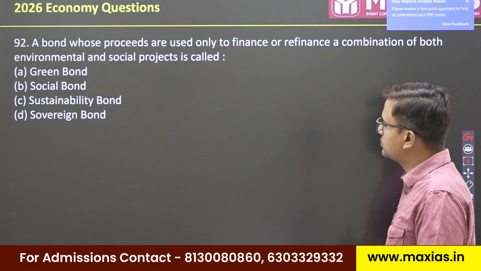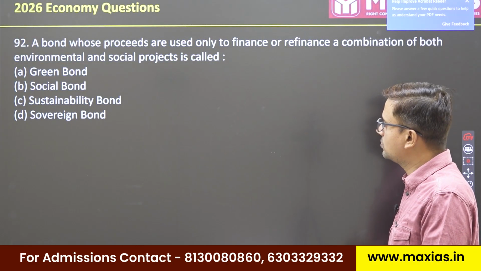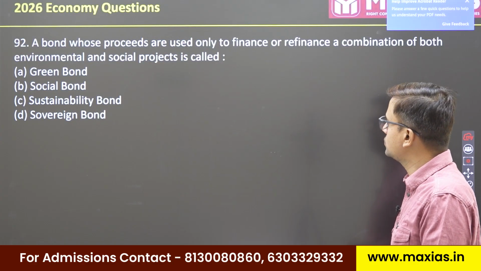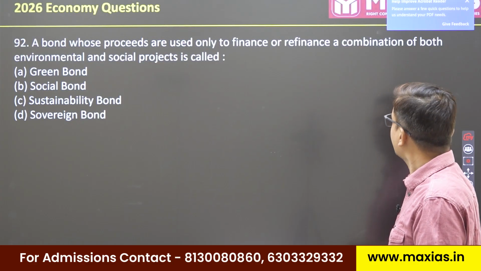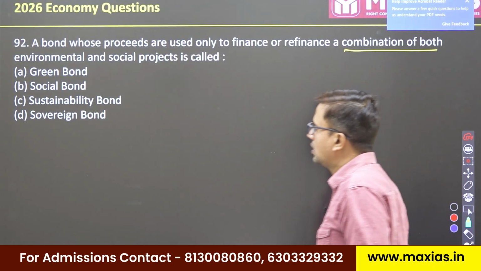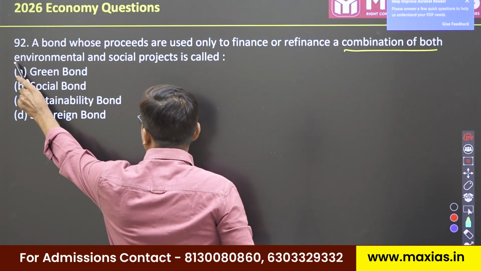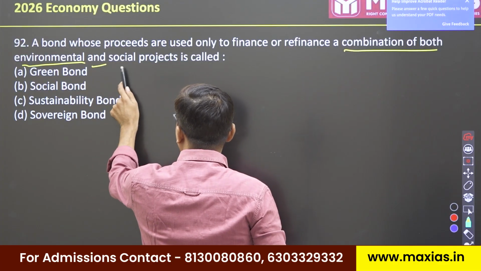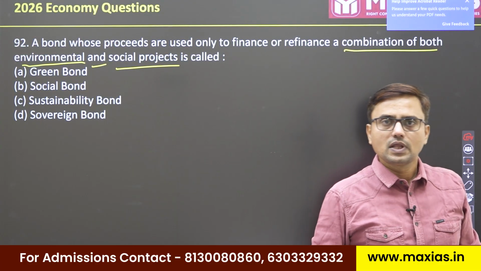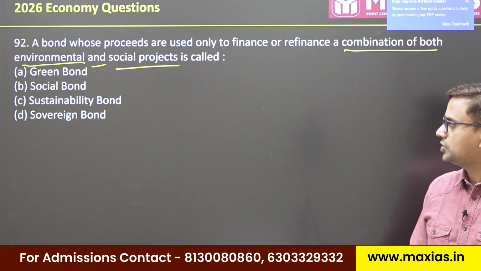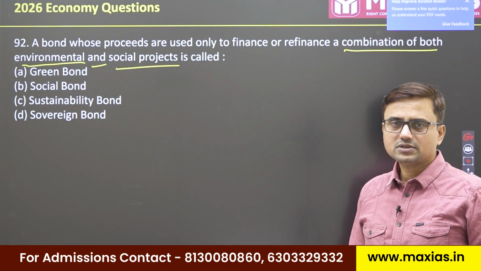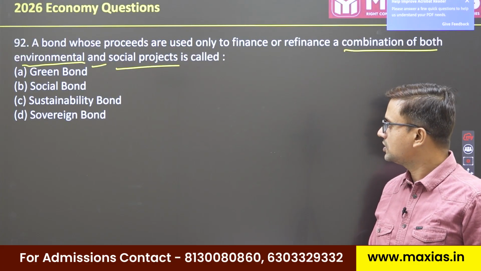Next question is an easy question. Even a kindergarten school child can answer this question. A bond whose proceeds are used only to finance or refinance a combination of both environmental and social projects. Is it a green bond? Green bond means environment. Social bonds means social.